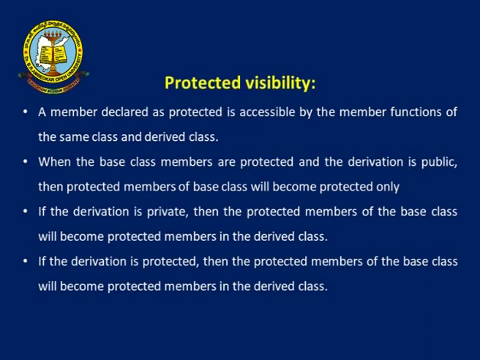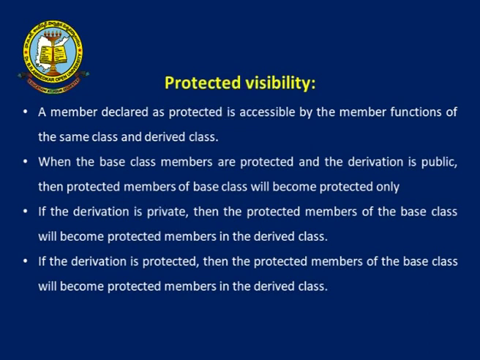Now, protected visibility. What about the protected visibility? In the protected visibility, the protected members of the base class are available within the same class. The protected members are available within the same class member functions and as well as they are accessible to the member functions of the derived class. They are available in the derived class member functions also. So, when the base class members are protected and the derivation is public, the protected members of the base class will become protected only. So, we have seen it in the table, the chart.